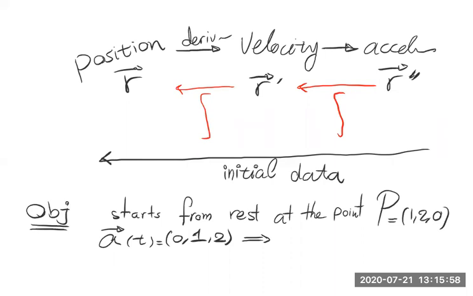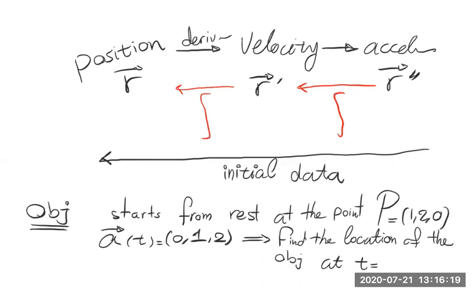It's, say, measured in feet per second squared, something like that. And then the question is: find the location of the object at t equals 2. That's the question. Okay? How can we do that?